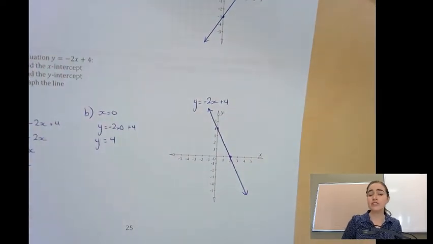So there are lots of different methods we can use when we're given an equation to help us figure out what that straight line is going to look like. This is just one of them where we can find the x and the y intercepts.